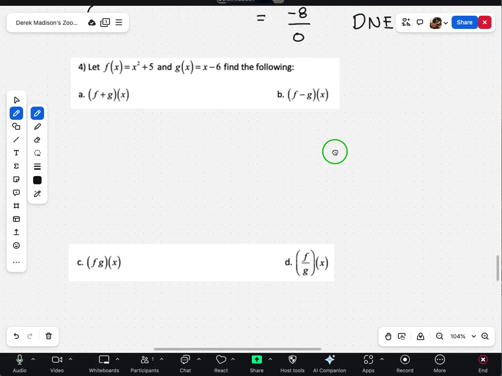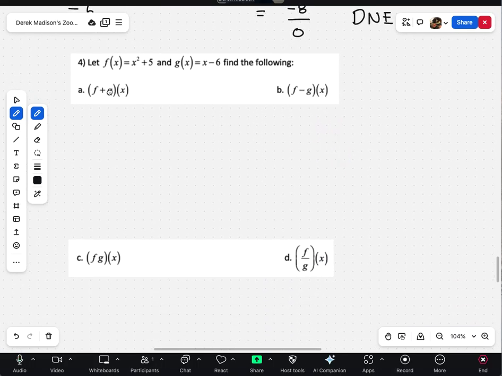The next round of problems here is similar to the last, except if you notice it's x here instead of a value. So this is literally just having us combine, do operations with these two equations that are given. So f plus g of x is again f of x plus g of x. Those mean the exact same thing. So this would just be x squared plus 5 plus x minus 6. And so x squared will go in descending order, so plus x plus 5 minus 6 should be a minus 1 right there.